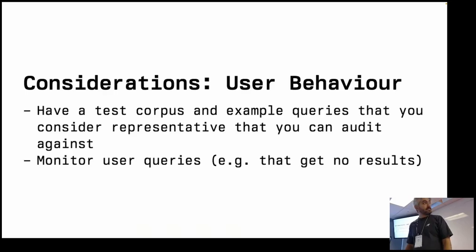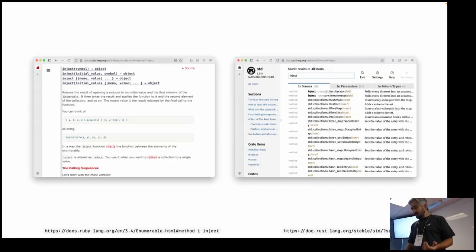Okay, another consideration is user behavior. I'll keep repeating this throughout the talk, but when it comes to search, you're trying to solve a user need, you're not trying to answer an absolute truth. Having a test corpus and representative queries and keeping track of what your users are actually doing will help you deliver a better experience. And often this isn't the most obvious thing. So I'll give you an example. Those of you who've used Rustdoc, one of the things they support is aliases.